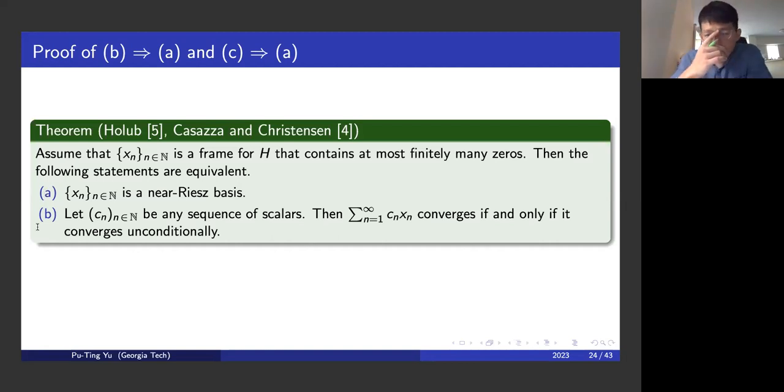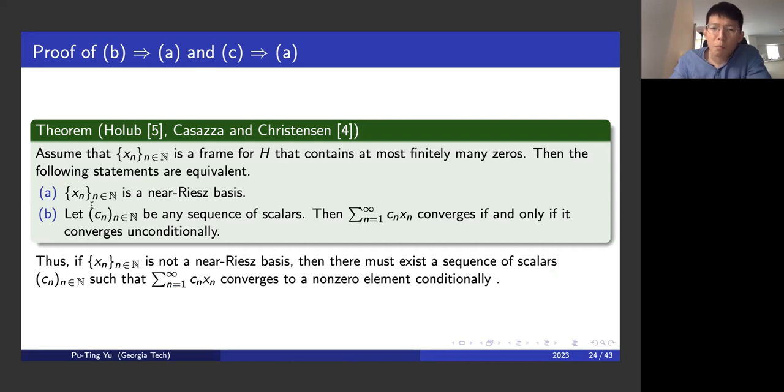Okay, so what this theorem says is that if Xn is not a near-Riesz basis, then there must exist some sequence of scalars Cn such that the sum of Cn times Xn converges to a non-zero element conditionally. So if we are able to turn these scalars Cn into an inner product of some element, let's say x0, and some sequence that is an alternative dual, which is also a synthesis dual, then we are done.